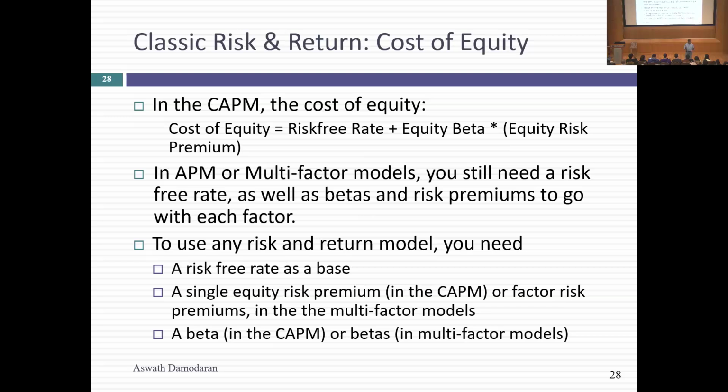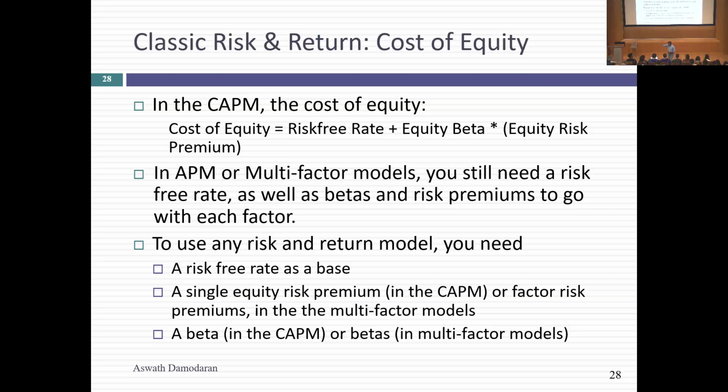So let's go back to the oldest risk and return model in finance: the capital asset pricing model. In 1964, Bill Sharpe and John Lintner, who derived the model, won Nobel Prizes for it. It's changed the way we think about risk. It comes with a whole lot of baggage. But in spite of all of the criticism thrown at this model, it still is used.